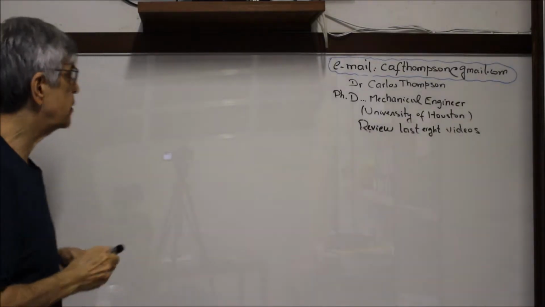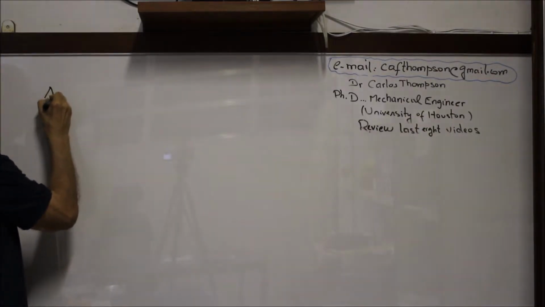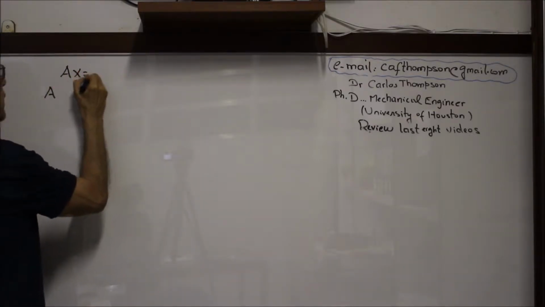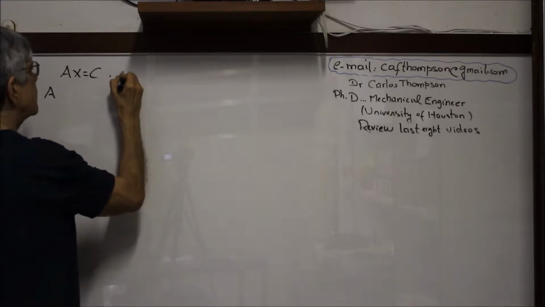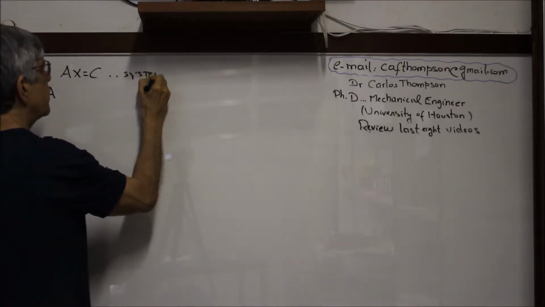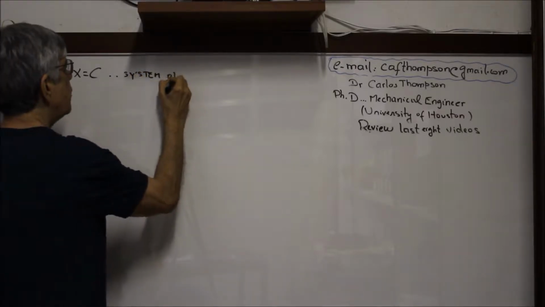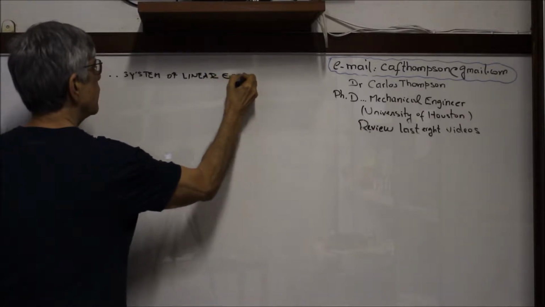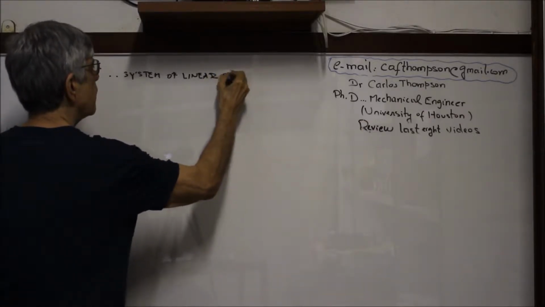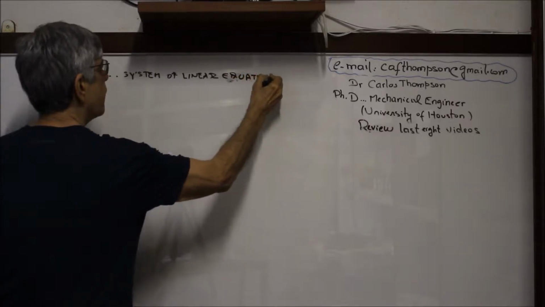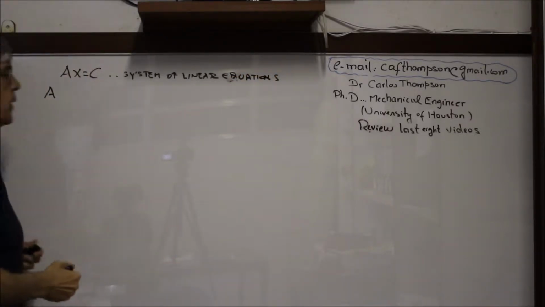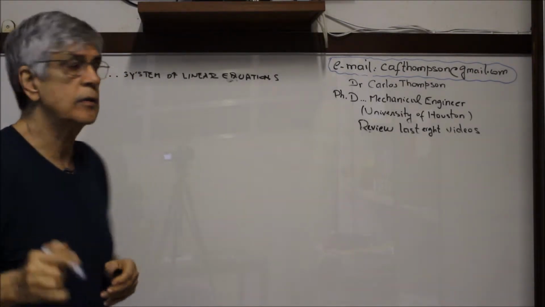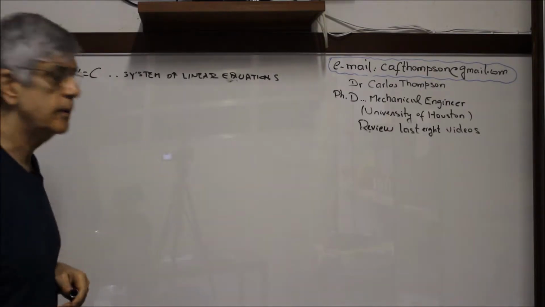In the last two videos, we started from the matrix A. What is the matrix A? Here you have AX equals C. This is a system of linear equations. The elements of A are the coefficients of the unknowns. X holds the unknowns.